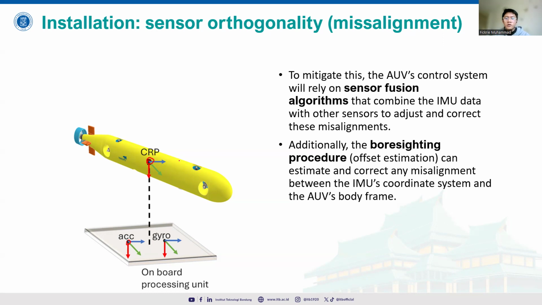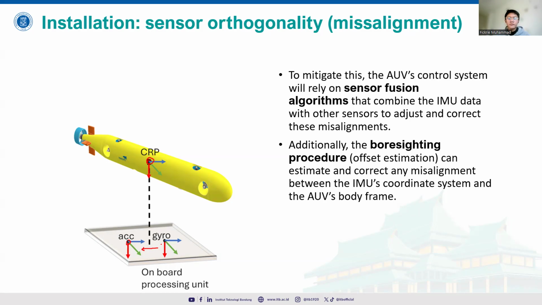We can do sensor fusion with not only gyro and accelerometers, but also with other sensors that we mentioned earlier, magnetometer, barometer, pressure sensors, and DVL, to correct the misalignments. But we can also do foresight procedures like offset estimation of these two sensors. So basically we do the offset measurement, but not directly, because we install the equipment, we install the IMU, and then we assume that it's already perfectly aligned. It might not be.